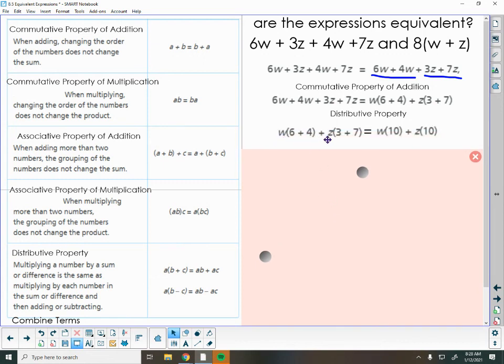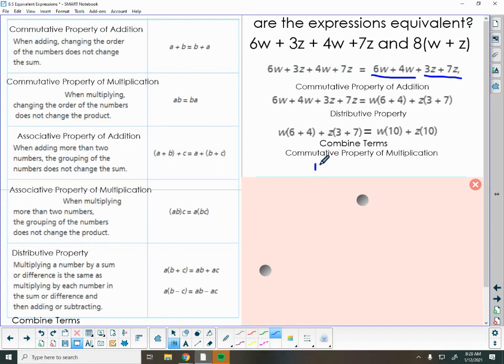So now we have our distributive property, and now it looks like they have done 6 plus 4 and 3 plus 7 to make 10 and 10. So they combined their like terms. And now we can see that here we have 10 W's, so we want to use the commutative property, and we can rewrite this as 10 W's plus 10 Z's.